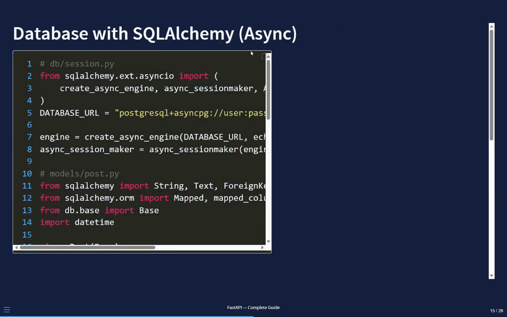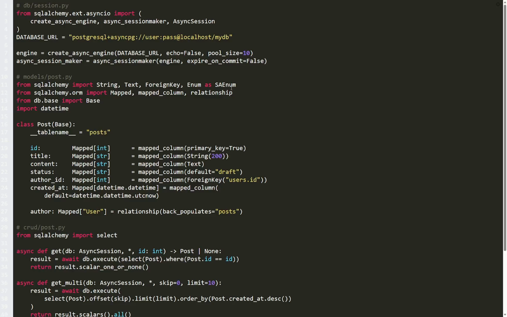Next, FastAPI pairs naturally with SQLAlchemy 2.0's new async API. Let's build the full database layer. In db/session.py, we create an async engine using the asyncpg driver for PostgreSQL. Note the postgresql+asyncpg connection string. We configure a pool size of 10 simultaneous connections shared across all concurrent requests. async_sessionmaker creates a factory for async sessions.